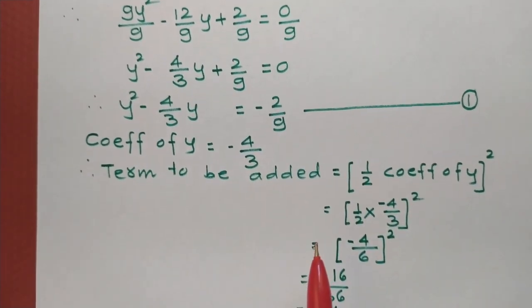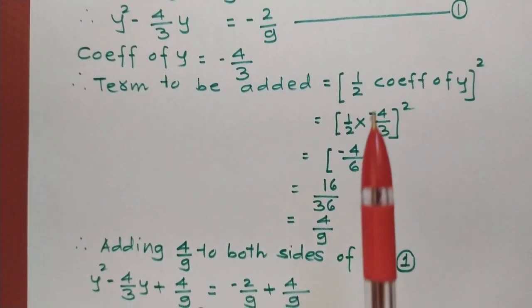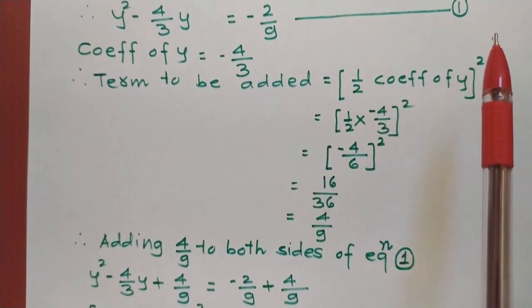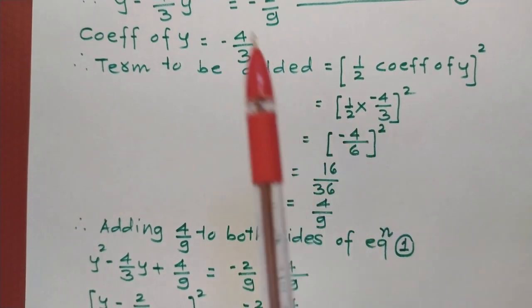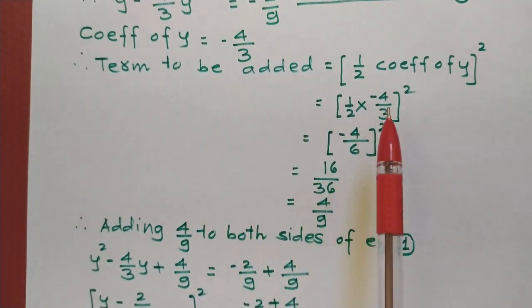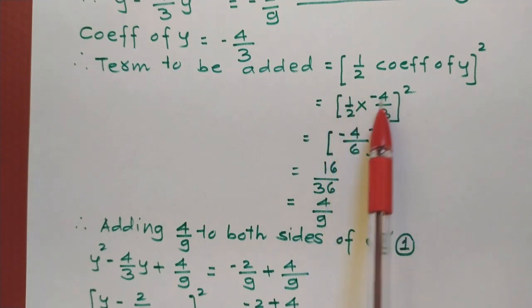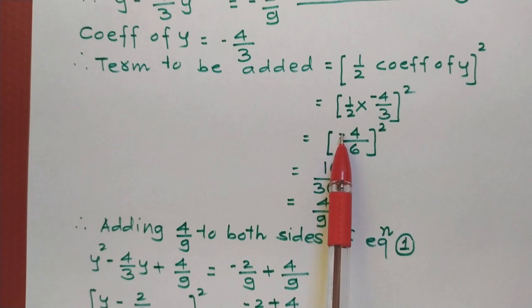Therefore, the term which is to be added in equation 1 will be half of the coefficient of y, whole square. So here it is half of, what is the coefficient of y? Just now it is given here, minus 4 upon 3. So half of minus 4 upon 3. Multiplying numerator by numerator and denominator by denominator, what do you have? 1 into minus 4, 2 3s are 6. So it will be minus 4 upon 6 whole square.